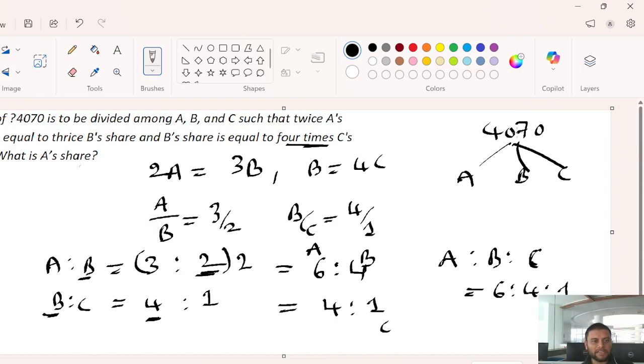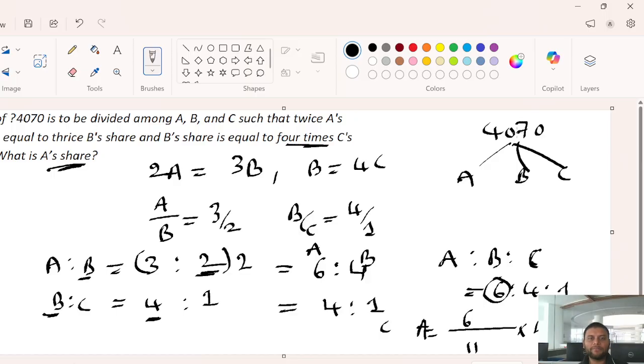Now they are asking for A's share, guys. A's share means we can find it like this. A's share will be A's ratio, which is 6, divided by 6 plus 4 plus 1, that is 11, into 4070. This will give you A's share. 6 by 11 into 4070. That will give you A's share.